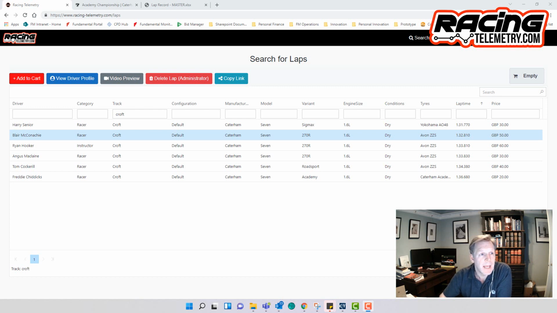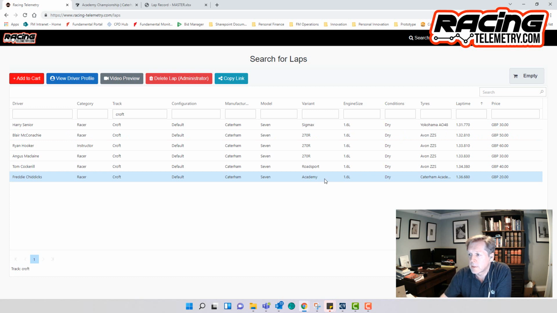I've downloaded 2 laps from Racing Telemetry. For my Academy lap at Croft, I'm using Freddie Chittick's 2021 fastest lap. It's a blistering 1:36.68. This is actually ever so slightly faster than the current lap record set in 2021. And for my 270 lap, I'm using Blair McConaughey's 2021 lap as well.